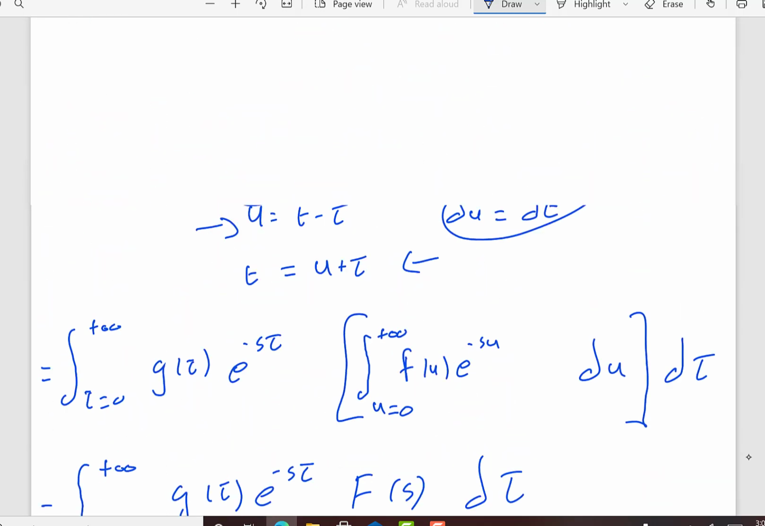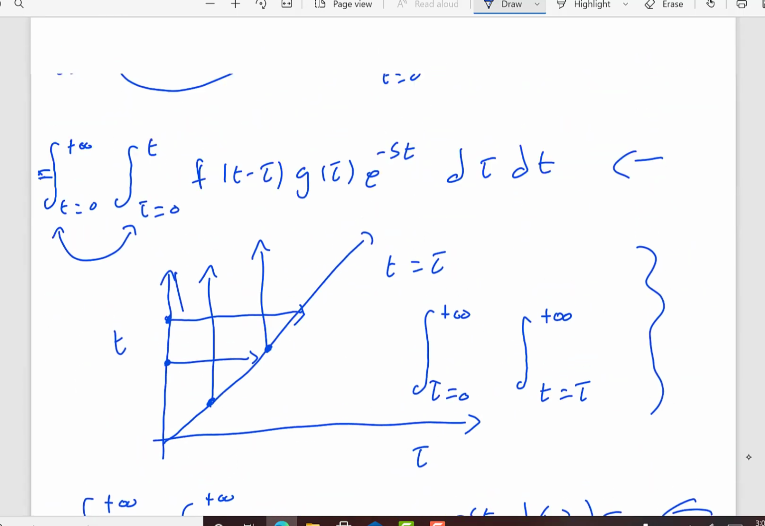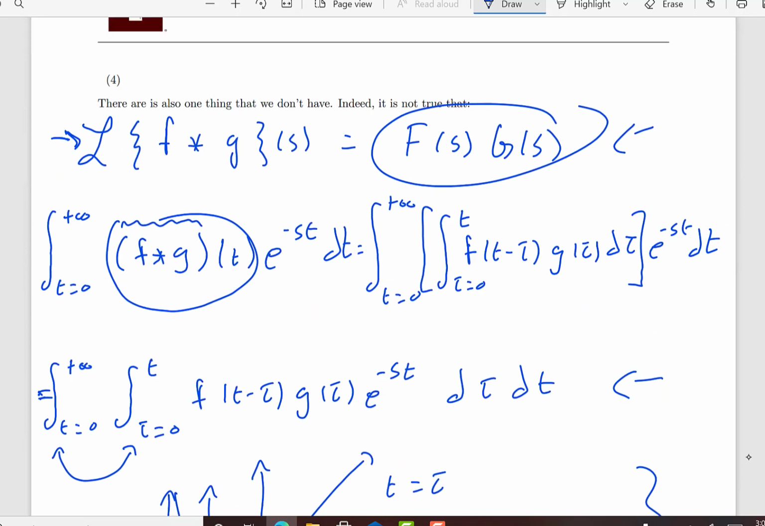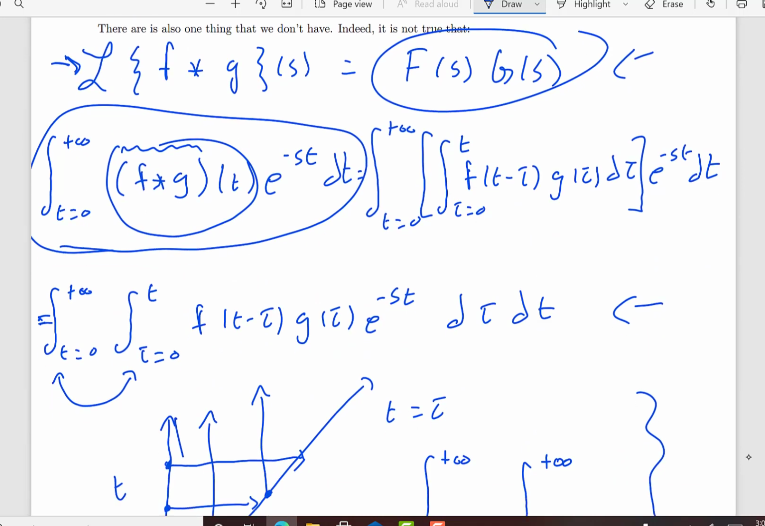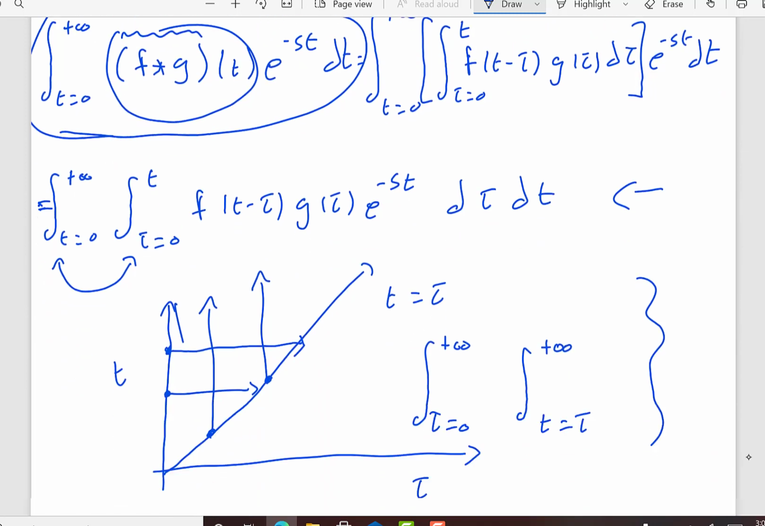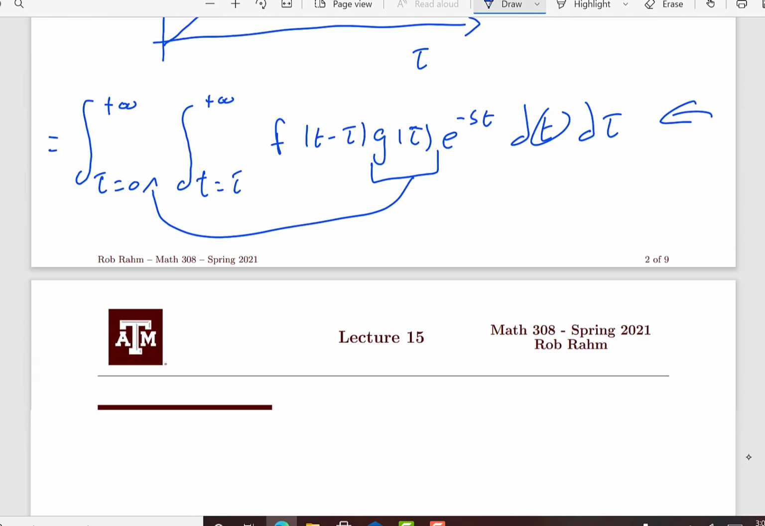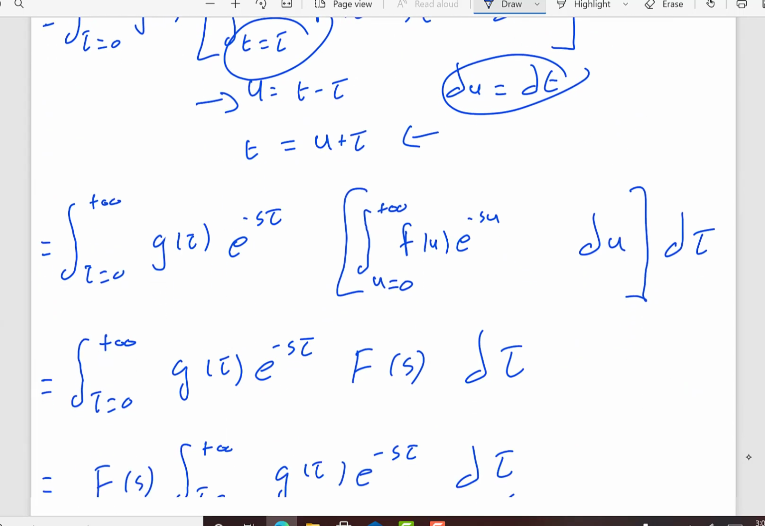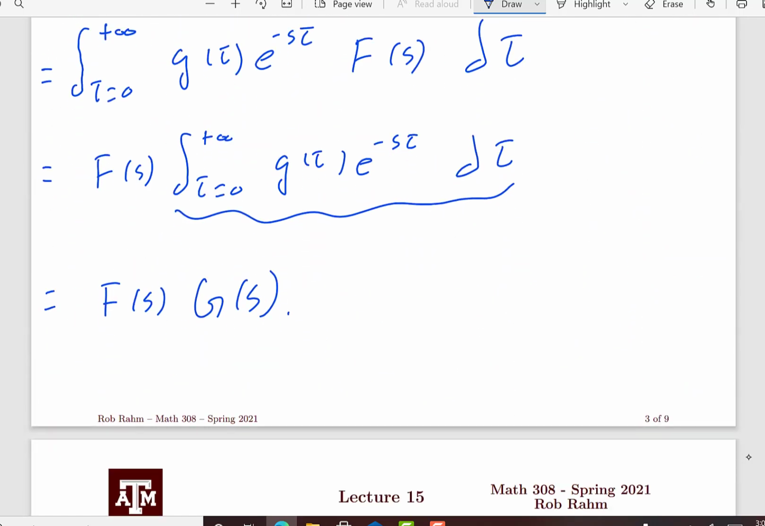So we have this string of equalities. We began simply by computing the Laplace transform of the convolution, then inserting the definition of the convolution. Then we did some change of variables and some rearranging of the integrals. And at the end of it, we showed that this is equal to F of s times G of s, which is exactly what we claimed it to be equal to.